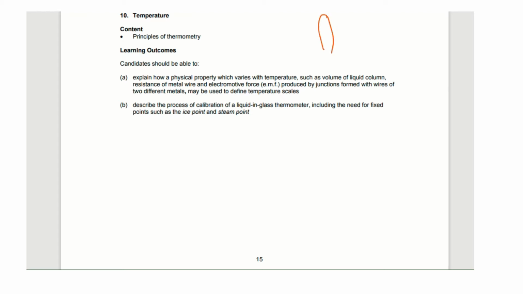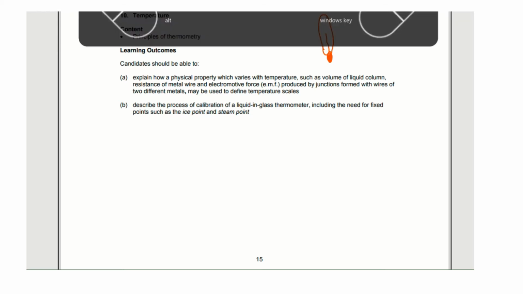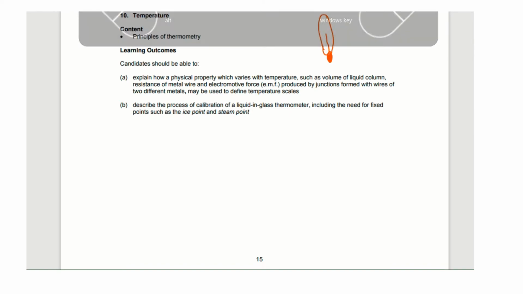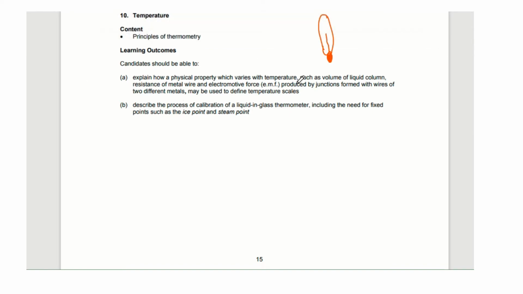Okay. So for the liquid in glass thermometer, what we are making use of is the change in the volume of the liquid with temperature. So for example, when temperature increases, the liquid will expand. Okay, when the temperature decreases, the liquid will contract, right? So this is what we make use of to measure the temperature. So we can make use of this property to measure temperature.